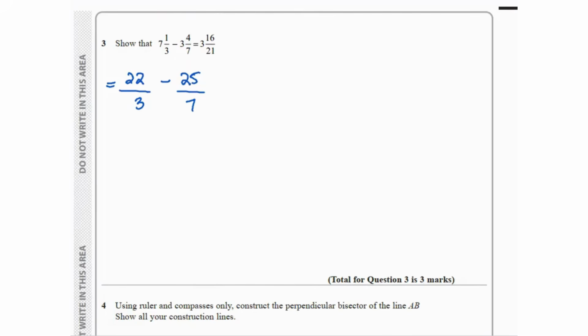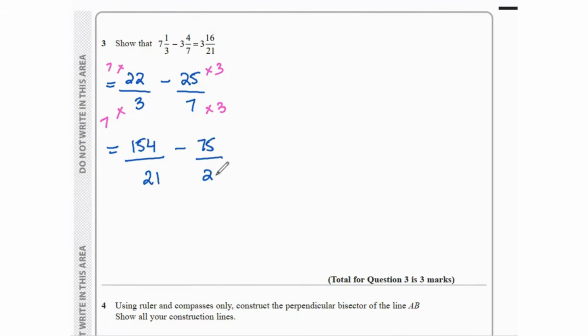Now that the denominators are different, we make them the same by multiplying the first fraction by 7 and the second fraction by 3. Both the numerator and denominators will get multiplied by the given numbers, not just the denominator. So 7 times 22 is going to give us 154. This is 21. 25 times 3 is 75.